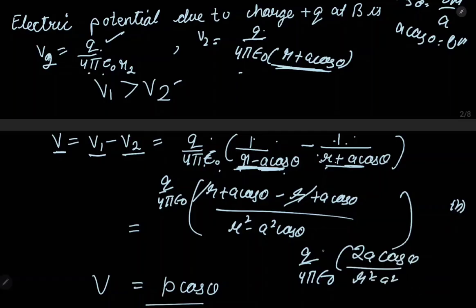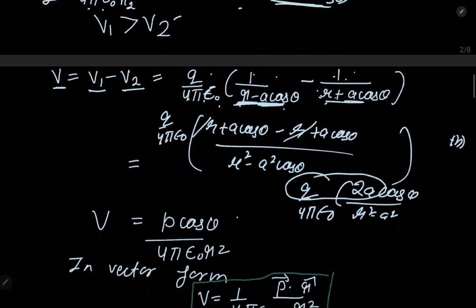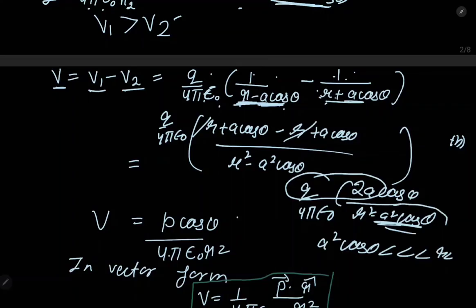Right. Now this Q times 2A, I know that this is equal to P. So I can write P cos theta upon 4 pi epsilon naught into R square minus A square cos square theta. If A is very small, I can neglect A square. If A square cos square theta is very much less than R square, I will neglect this expression.